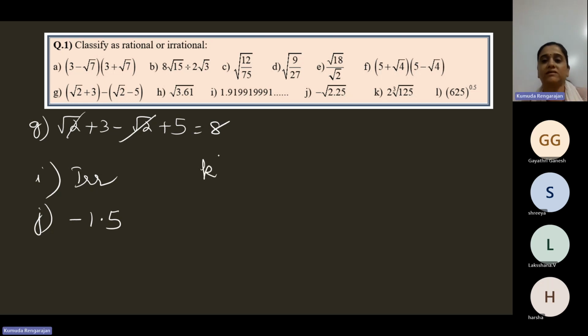What about K? What's the cube root of 125? 5. The cube root of 125 is 5. So 5 into 2, 10. Rational.